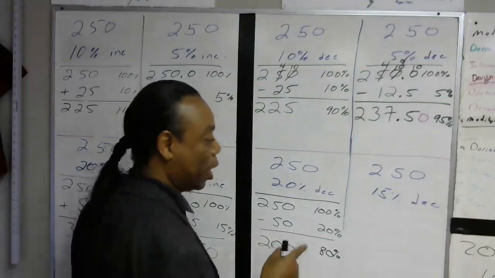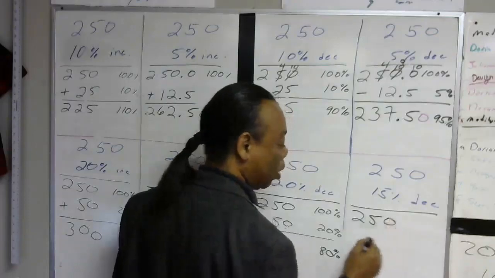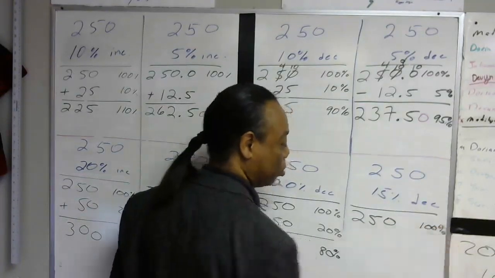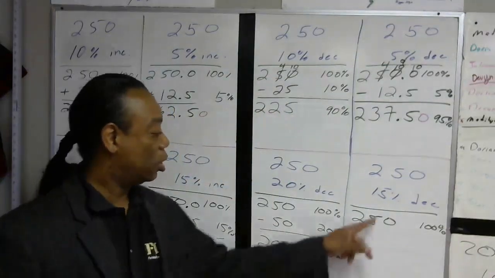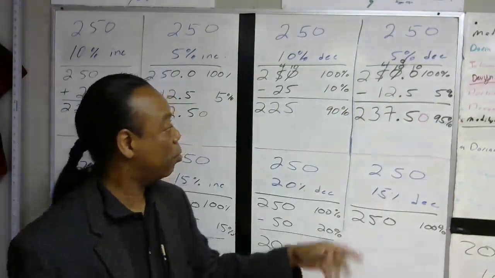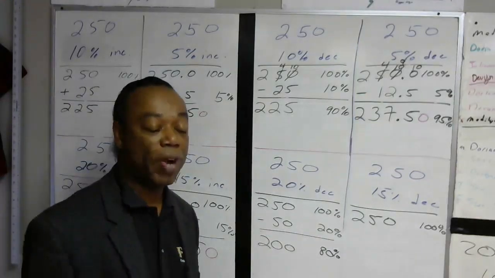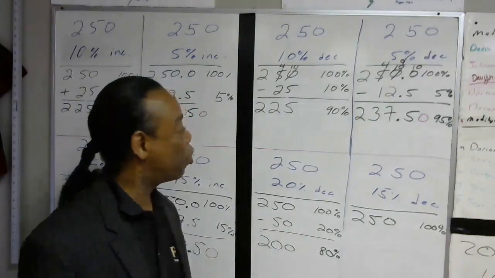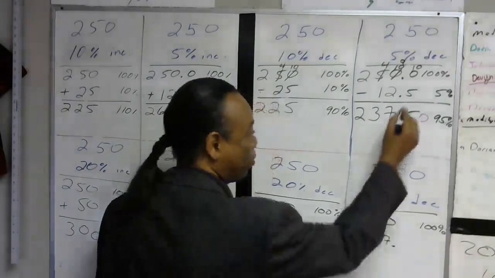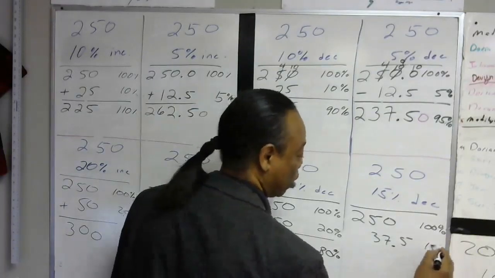Now let's make a 15% decrease. Once again, we start off with the 250. This represents 100%. To find 15%, we're going to put together our 10% and our 5% together, which is the 25 and 12.5. Adding the 25 and the 12 gives us 37. And then we add the 0.5 to the end. And again, this is 15%.